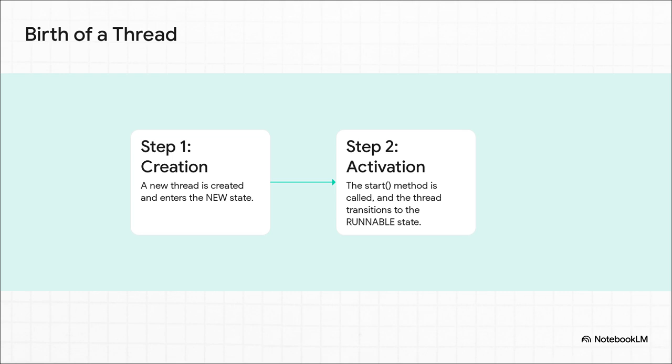And this is a really important two-step dance, right? Just creating the thread with new Thread, that's not enough to get things moving. You have to explicitly call the start method. That call is the signal to the Java virtual machine that says, hey, this worker is here and is ready to get on the factory floor. That's what kicks it out of the new state and into the next one.